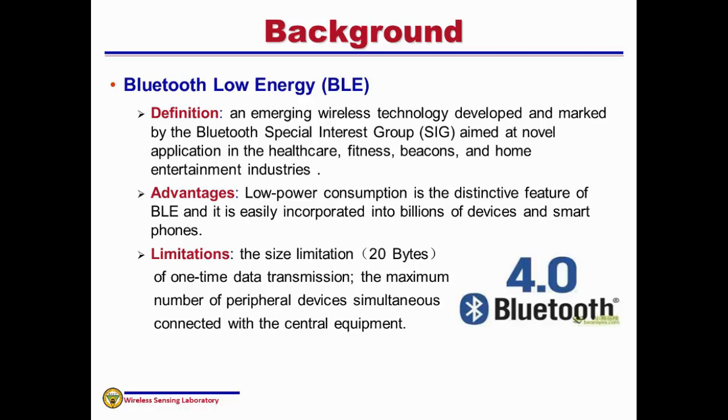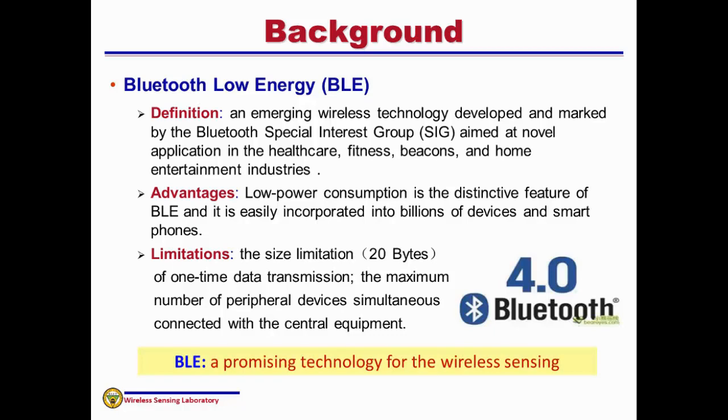However, the biggest limitation of BLE is that the size of one transmission is still about 20 bytes, so it is used to transmit very small data. But the advantage is that with BLE, all the sensors can be easily connected with our smartphone, so it is easy to connect to the network. So we can say BLE is a very promising wireless technology for our wireless sensors.